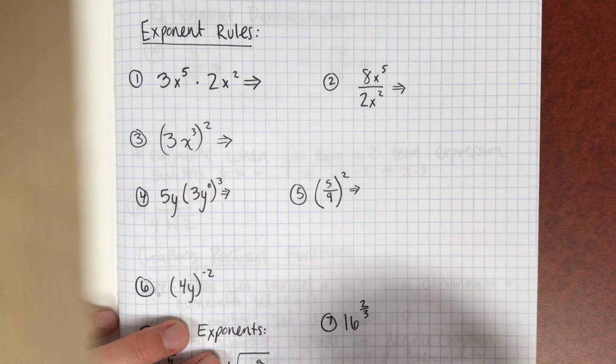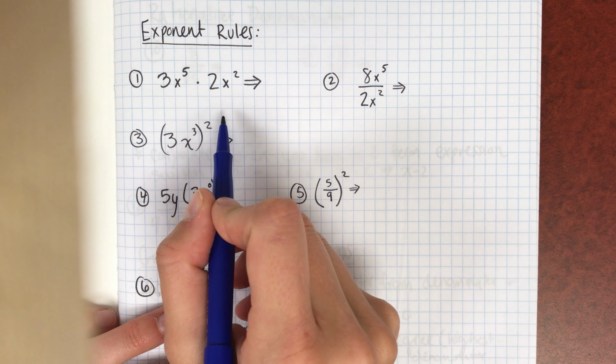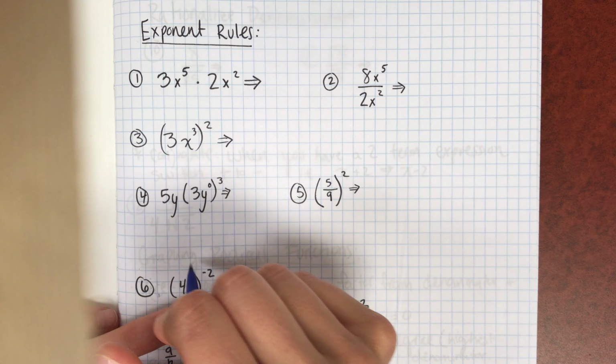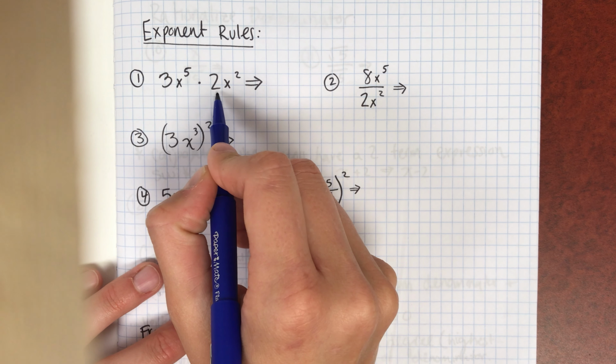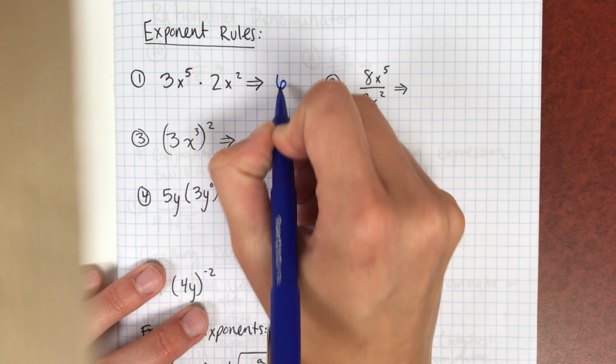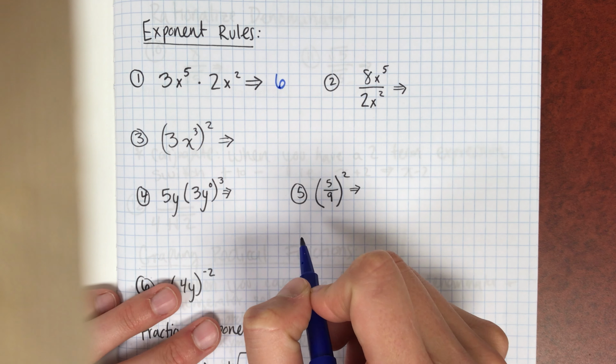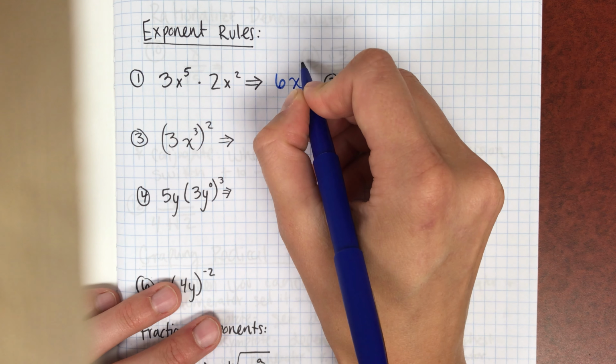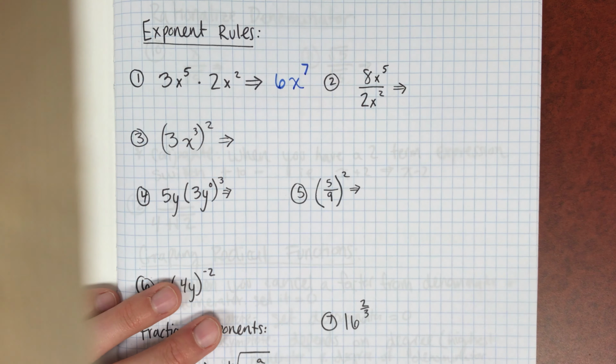All right, so first of all, remember when we multiply, you always treat your coefficients normally. So we're going to multiply our 3 times our 2, which is 6, and when you multiply, you add exponents. So this is going to be x to the 7th.